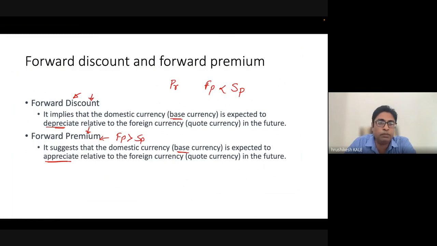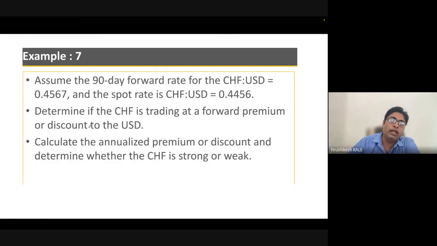So let us see an example for forward discount and forward premium. Assume that a 90 days forward rate for CHF to USD is this and the spot rate is this. Determine if CHF is trading at a forward premium or discount. First of all, look for the base currency. So CHF will be your base currency and USD will be your price currency. The current spot rate is 0.445 and the forward rate is 0.45. So here, the forward price is greater than the spot price. So when the forward price is greater than the spot price, you are in premium.